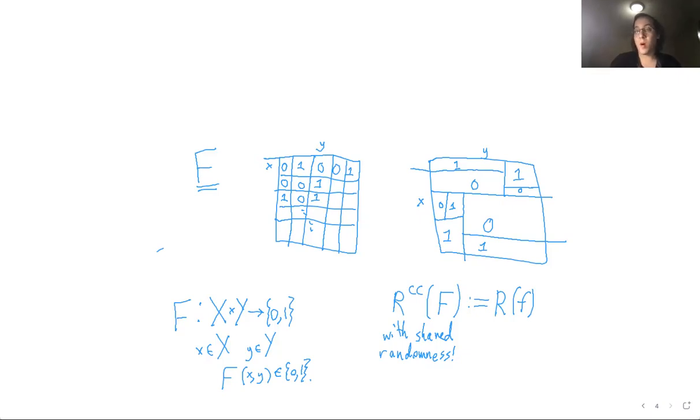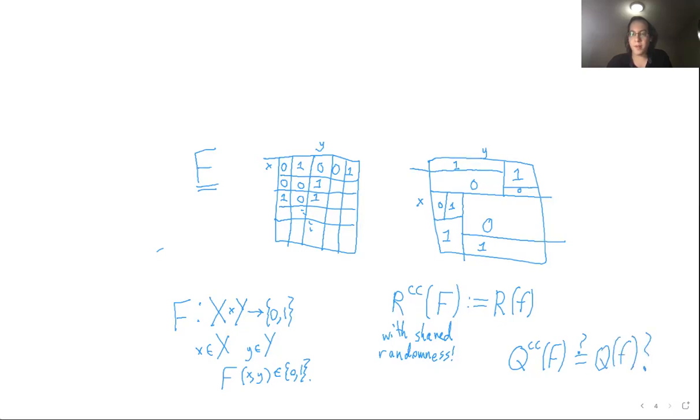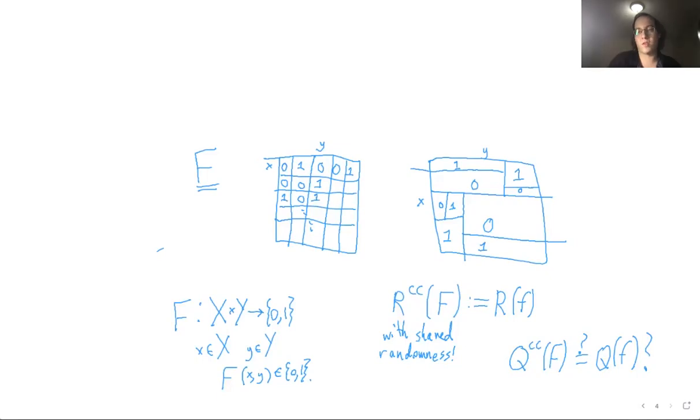But what about the quantum case? So quantum communication protocols. Should we define quantum communication complexity like this? Should we define QCC of capital F as Q of little f? Do we want to set this definition?